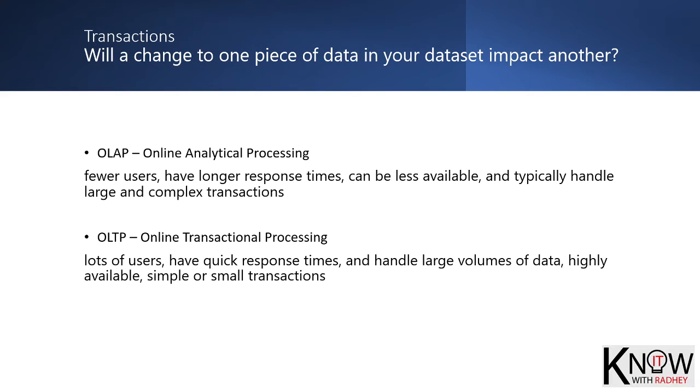Now when it is reduced for a particular location, let's say you have a pickup from store, in that case it should reduce from that particular store only, it shouldn't reduce from other stores. So all these things are part of a transaction, and there are two types of transaction: online analytical and online transactional.